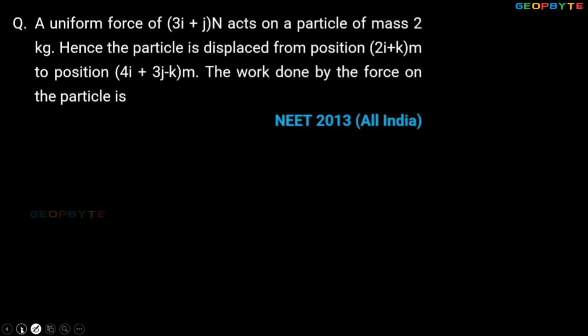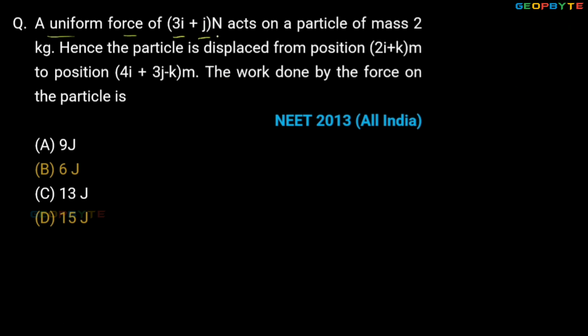Similarly, let us take another important problem. Okay, look at the screen. It is asking like this. A uniform force 3i plus j, which is in newtons, acts on a particle of mass 2 kg. It is given that force F equal to 3i cap plus j cap, and the mass of the particle is given as 2 kilograms.